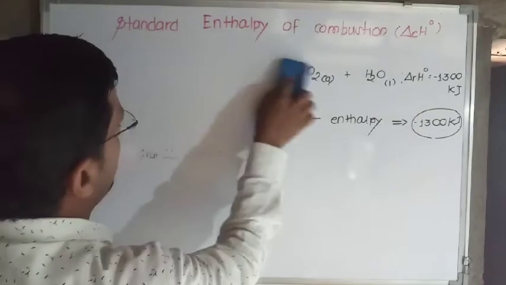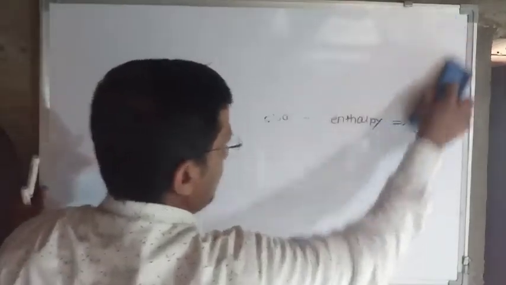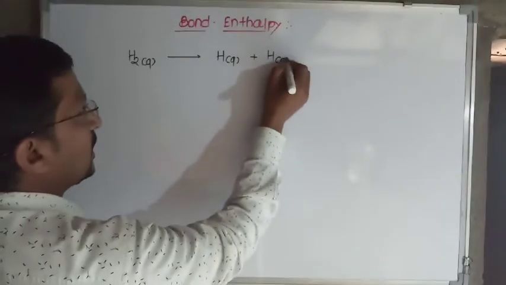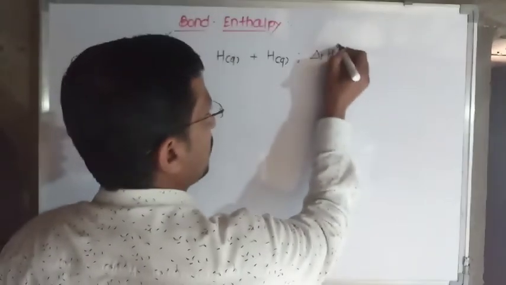Then after that we are going to discuss the next point, that is the bond enthalpy. As far as bond enthalpy is concerned, consider the first reaction: hydrogen gas gives H gas plus H gas. In this case, the enthalpy change for this reaction is delta RH naught, standard state.